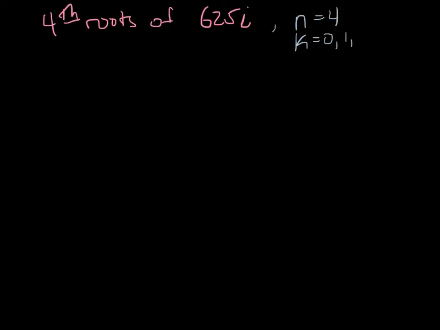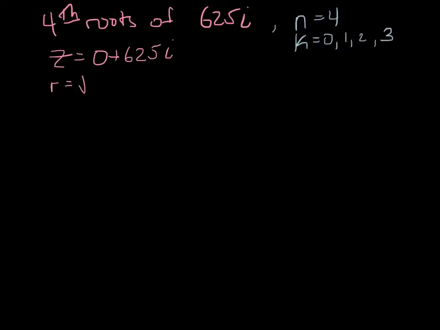So let's look at another example. Let's find the fourth roots of 625i. So in this case, n is equal to 4, which means that k will start at 0 and go up to 3. Now notice that this here is in standard form. We want that to be in trig form in order to use our formula. So let's convert that. This number is really 0 plus 625i.